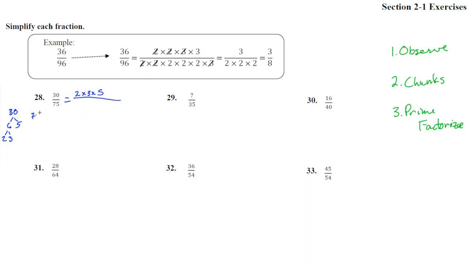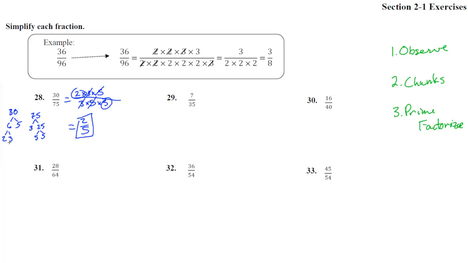Now let's do 75 and see what is there. That's 3 times 25, yeah. And then 5 times 5. So 3 times 5 times 5. Okay, is there anything that goes there? It looks like the 5s are the same. Those cancel to a 1. And a 3 divided by a 3, that's a 1. And so we're left with 2/5. Good. There we go. We used prime factorization on that one.